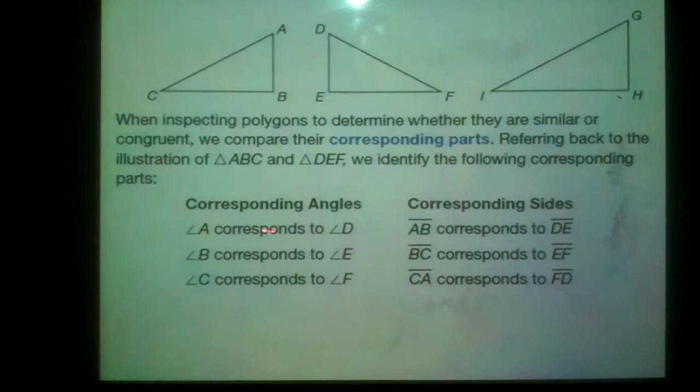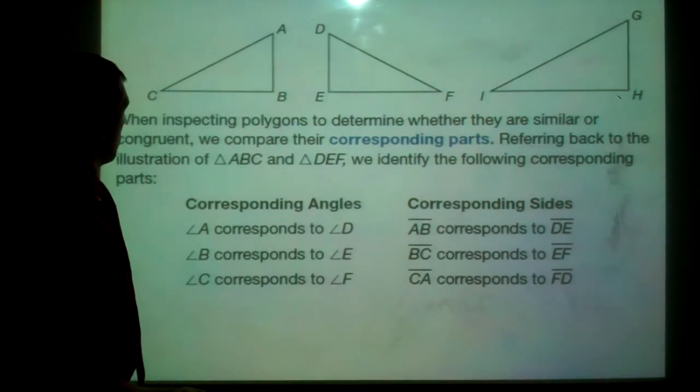So they say angle A corresponds to angle D, so that'd be A and D. Angle B corresponds to angle E, this one and this one. Angle C corresponds to angle F, C and F. So segment AB corresponds to DE, BC and EF, and then AC and DF correspond to each other, or FD, CA. Doesn't matter what order you say them in.